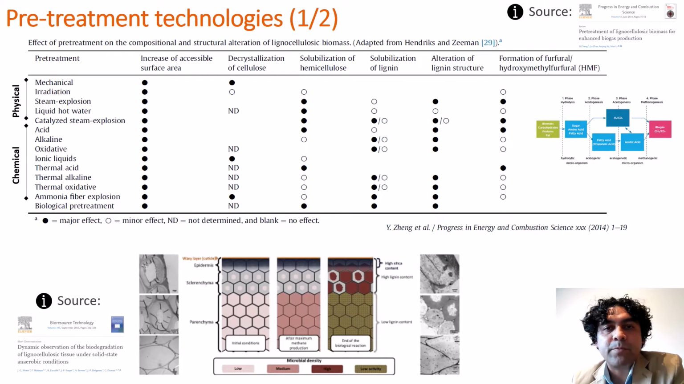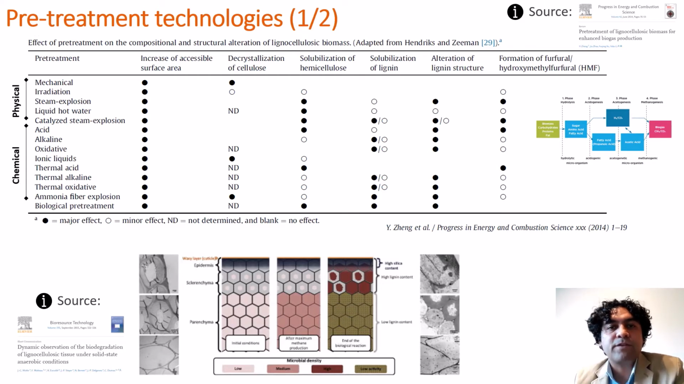Biomass pretreatment prior to anaerobic digestion is usually required to reduce structural and compositional impediments of lignocellulosic biomass and expose the polymeric chains of cellulose and hemicellulose to microbial breakdown, so as to increase the rate of biomass degradation and biogas yield.